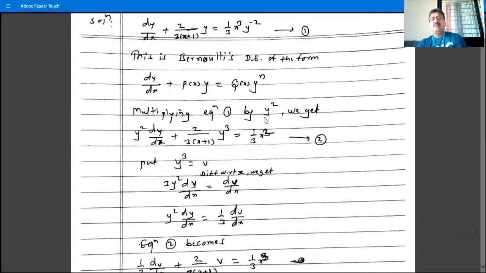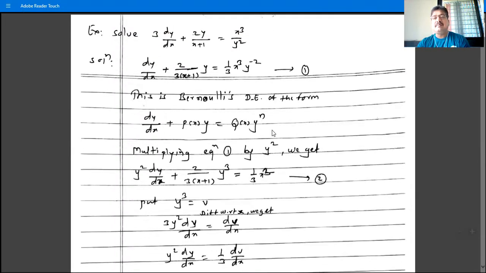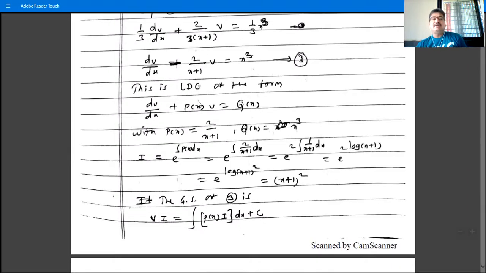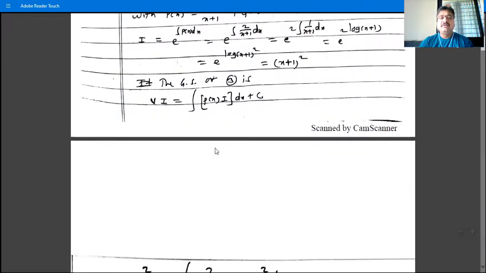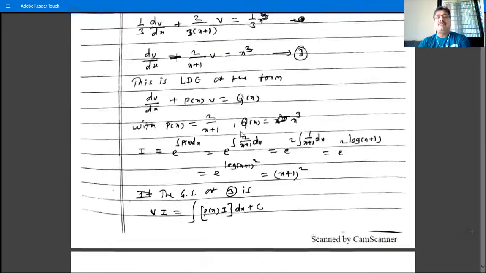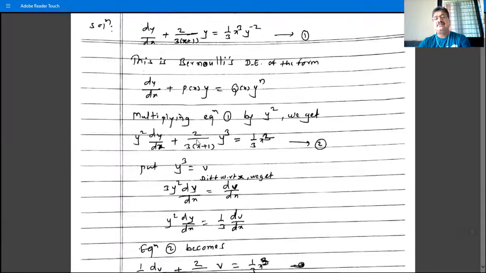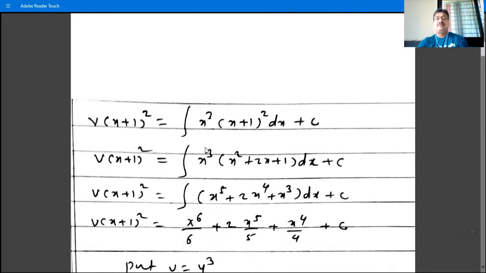So again, what is the method to solve such a type of Bernoulli's differential equation? Dividing by x raised to n, or multiplying by x raised to minus n, and solve the differential equation. We have the linear differential equation in the form dv by dy plus P(y)v is equal to Q(y). So this is the another form of Bernoulli's differential equation. Replace x by y and y by x, so we have the another form of the differential equation.